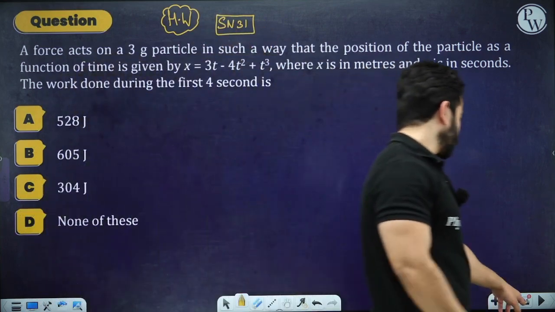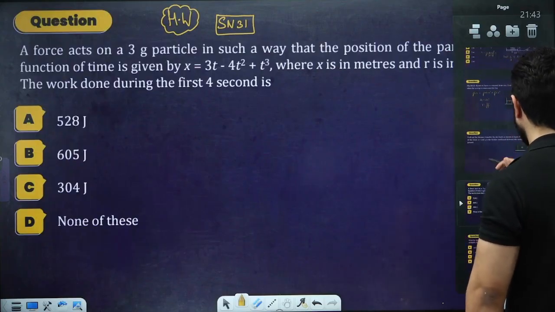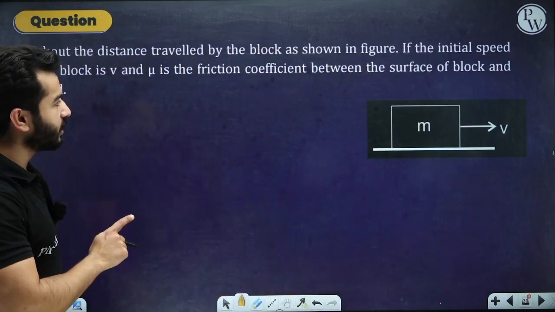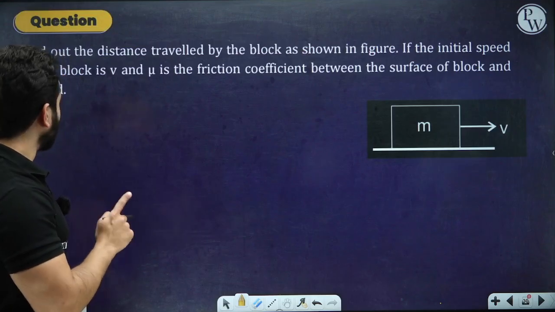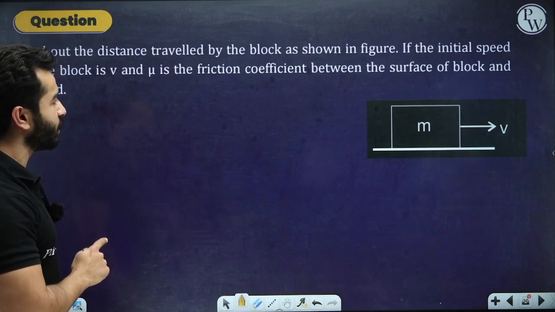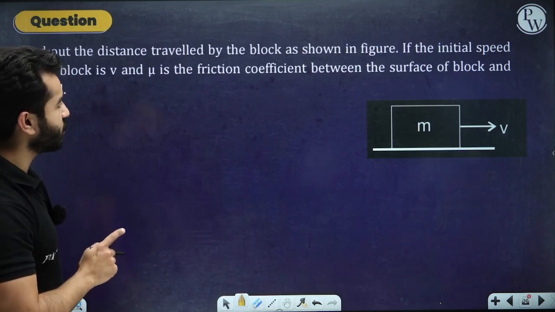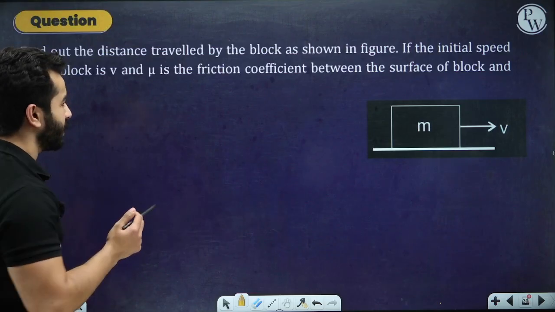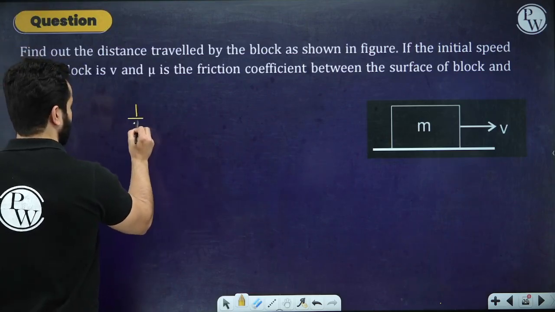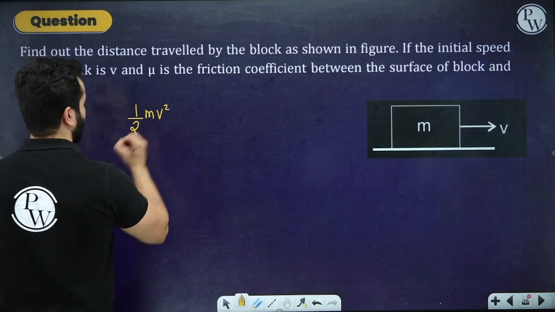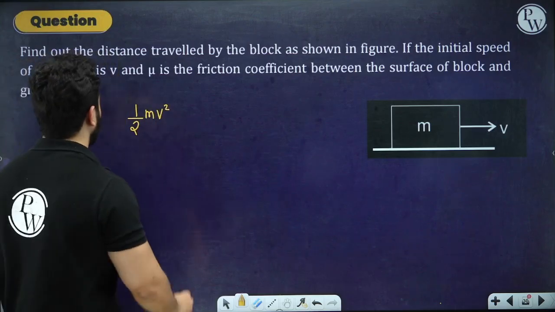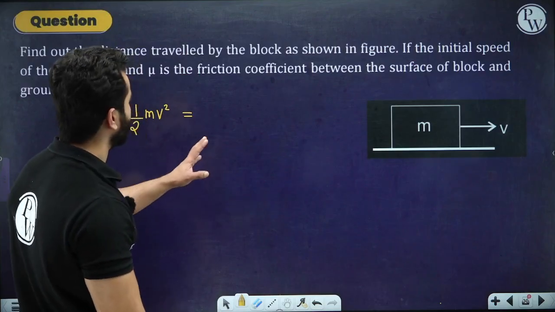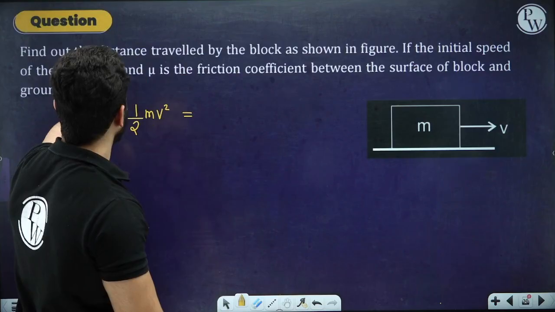All right. Let's do some questions from the work energy theorem. Let's see what we have over here. Find out the distance traveled by the block as shown in the diagram if the initial speed of the block is v and mu is the friction coefficient between the surface of the block and the ground. Well, what to worry about in this case, right? It has got certain kinetic energy. It is half m v square.